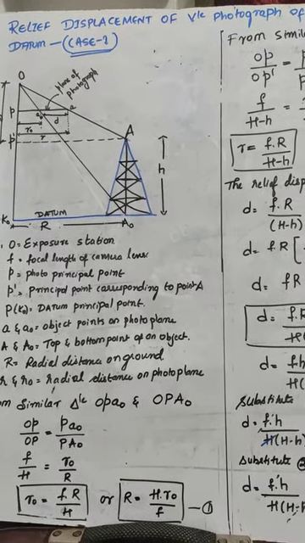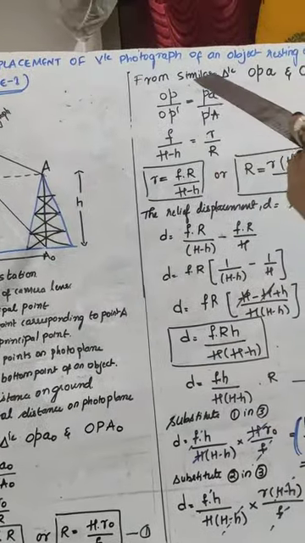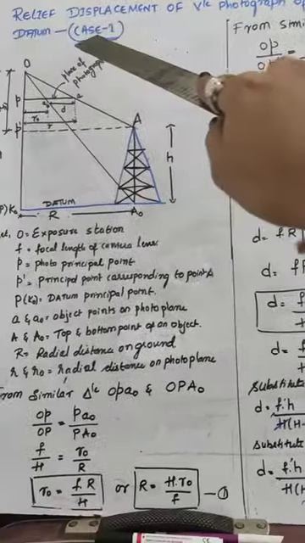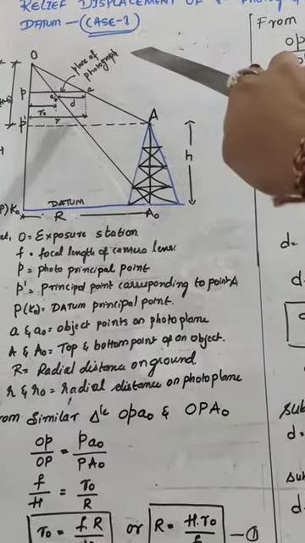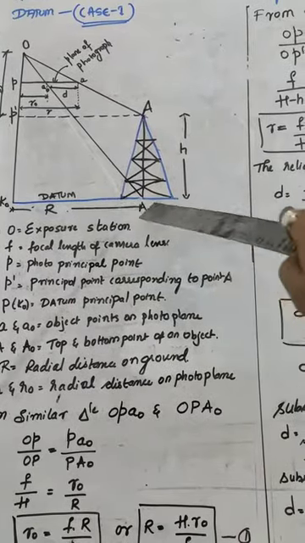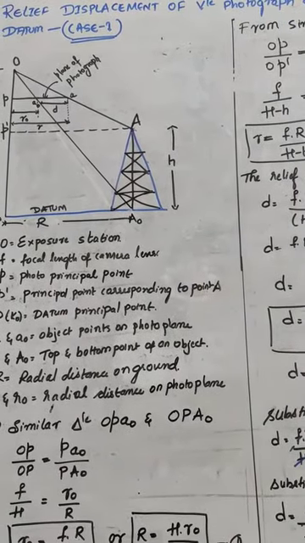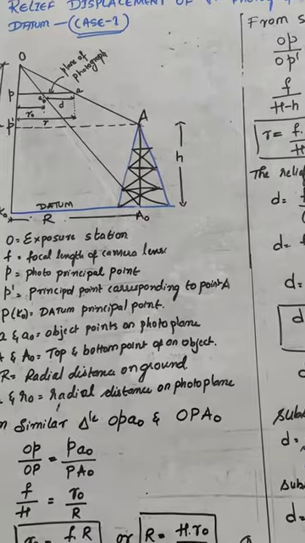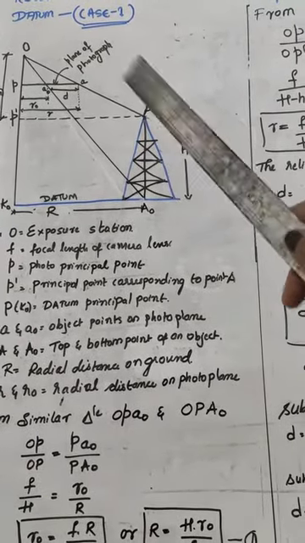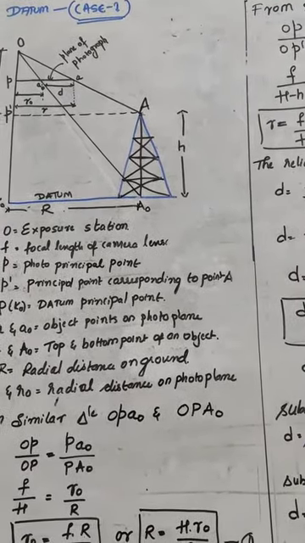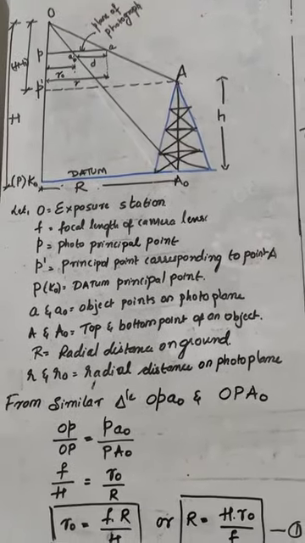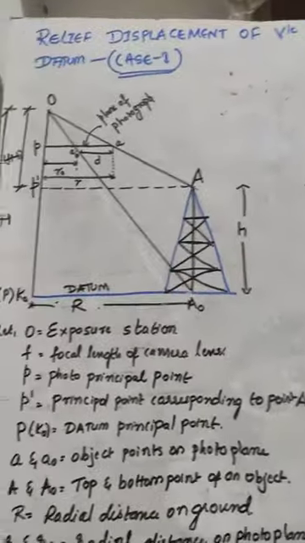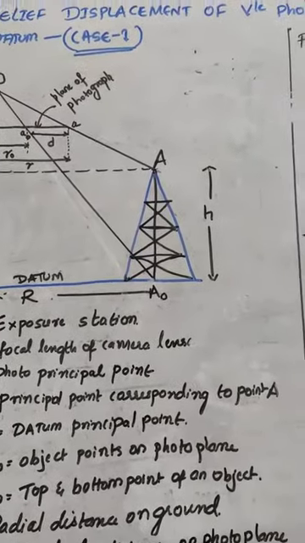This is one of the derivations, that is, relief displacement of a vertical photograph of an object resting on datum. See, there are two cases. One case is the object resting on the datum line, and there is one more case, case 2, where the object is resting on the ground at a distance h from the datum line. So before going to this derivation, let us first understand what relief displacement means.